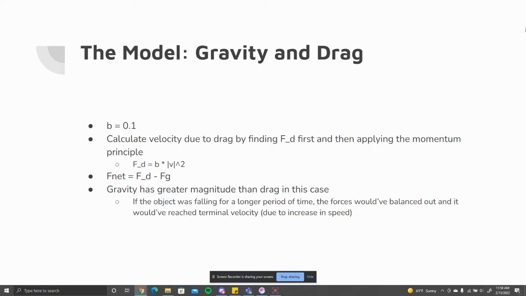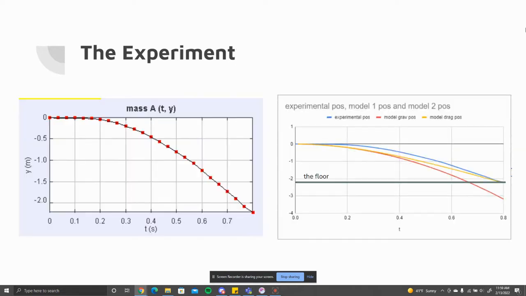And for this case, because the object wasn't falling for long enough, maybe also it wasn't fast, and also the air resistance was negligible, you could say that gravity had a greater magnitude than drag in this case, right? As you can see by the hat accelerating downwards at a fast pace. And this graph here just shows that, accelerating downwards at a fast pace for 0.8 seconds.